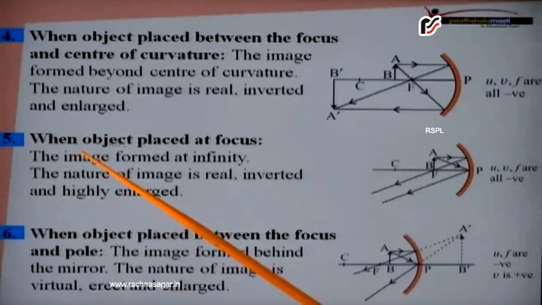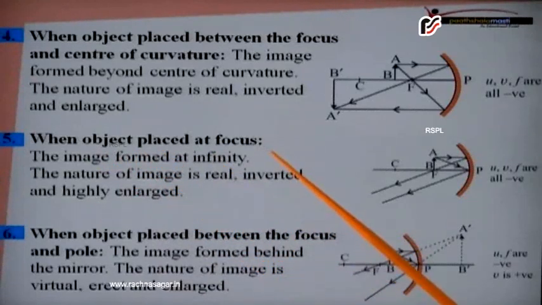The next case, when the object is placed at the focus. An object placed at the focus, then after reflection, the image formed is real and inverted. After reflection, the rays are parallel so they meet at a very large distance, that is, the size of the image is highly enlarged.